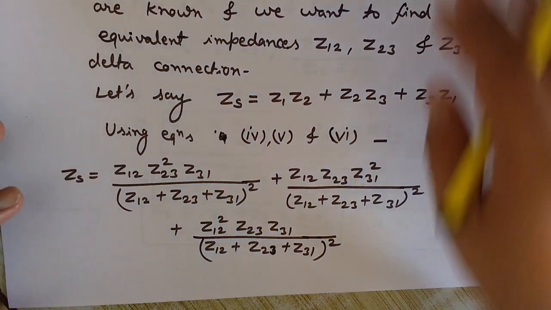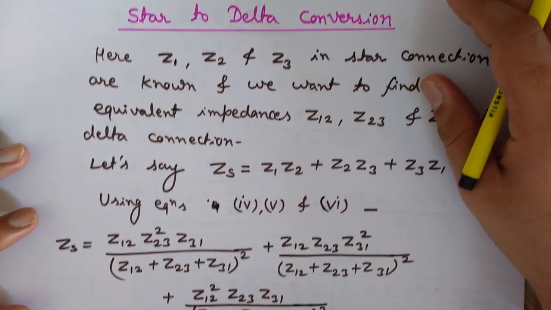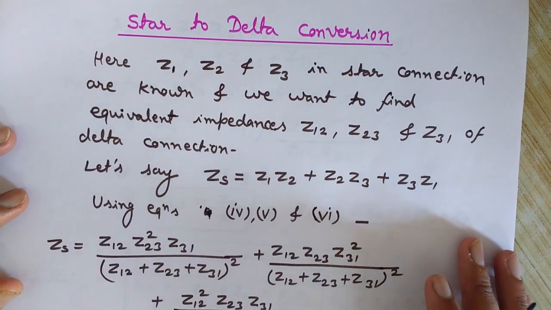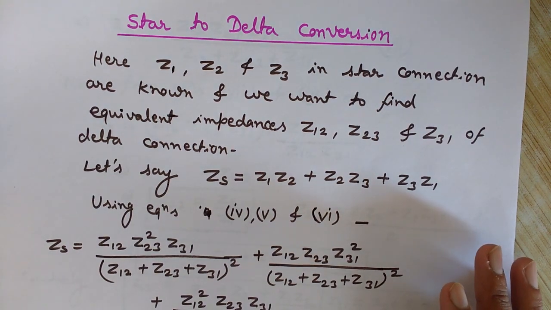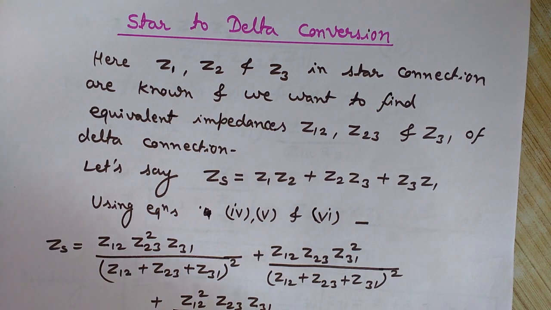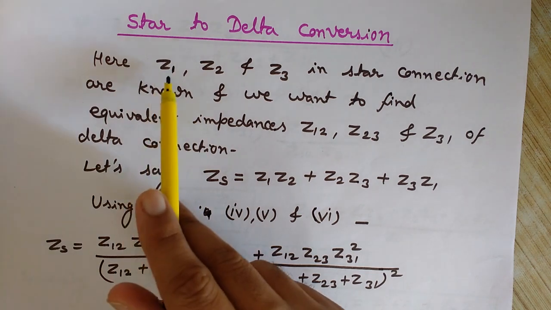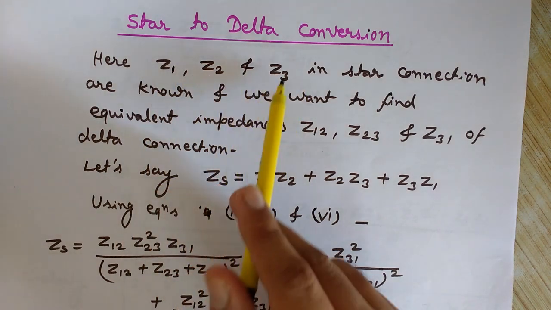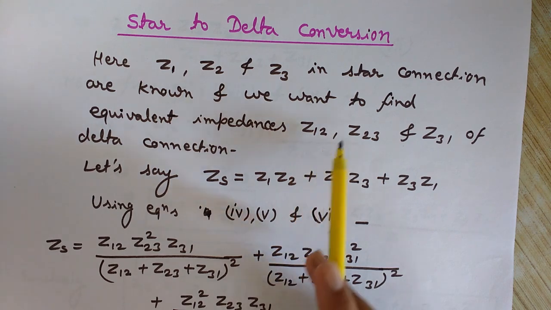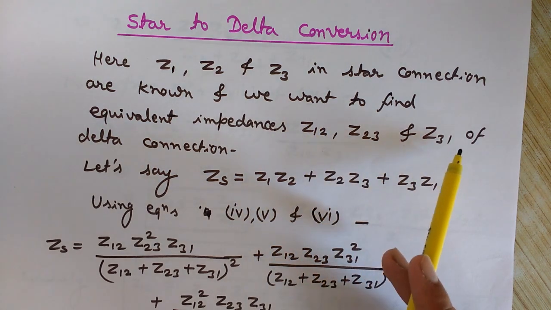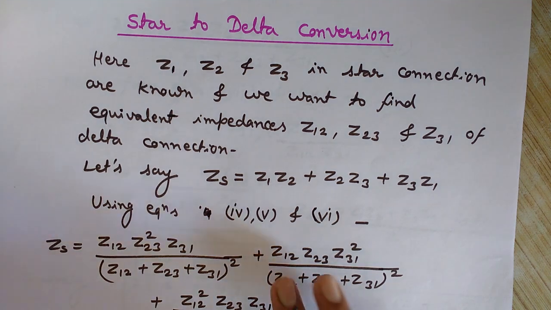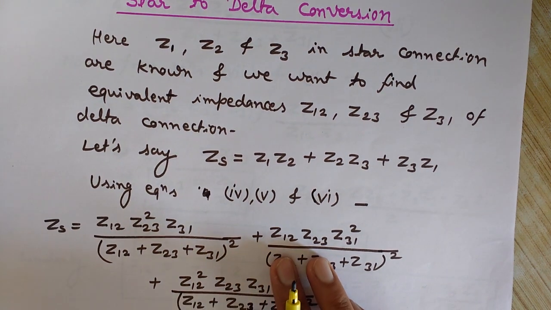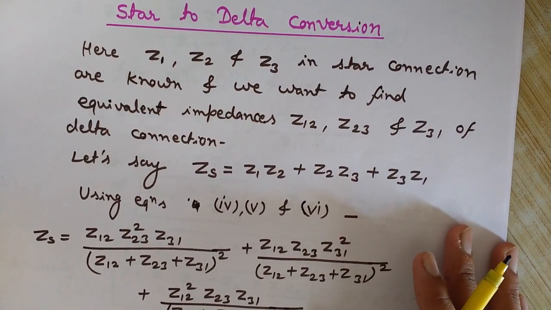Now it's time to see the transformation of star to delta. We are going to see the star to delta conversion. So here we are going to convert a star network into a delta network. The impedances of the star network, Z1, Z2 and Z3, are already known in this case, and we want to find Z12, Z23 and Z31 of the delta connection. So to derive it, let's suppose another variable known as Zs.